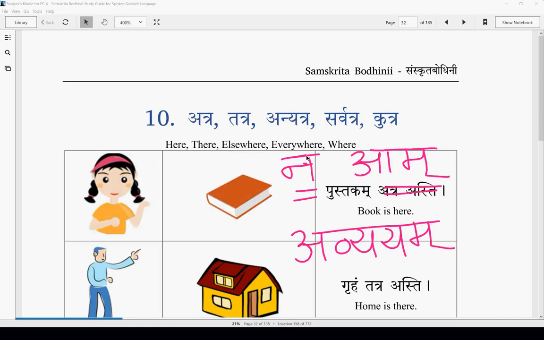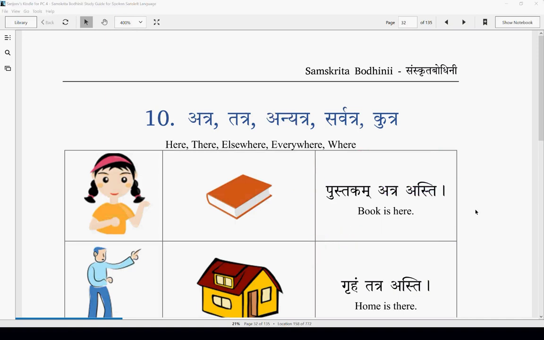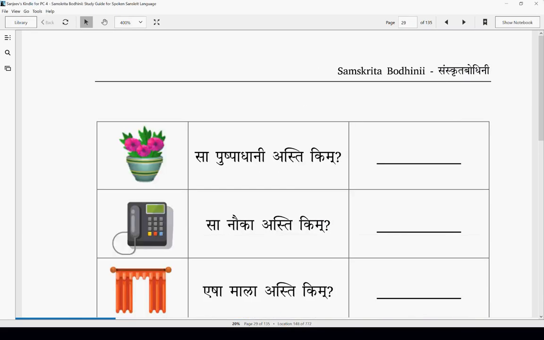And similarly, one other avyayam we have already studied. Once again, I want to remind that this kim, which is used in sa pushpadhani asti kim, has no gender. This is like avyayam. However, we have studied kaha, ka, kim.